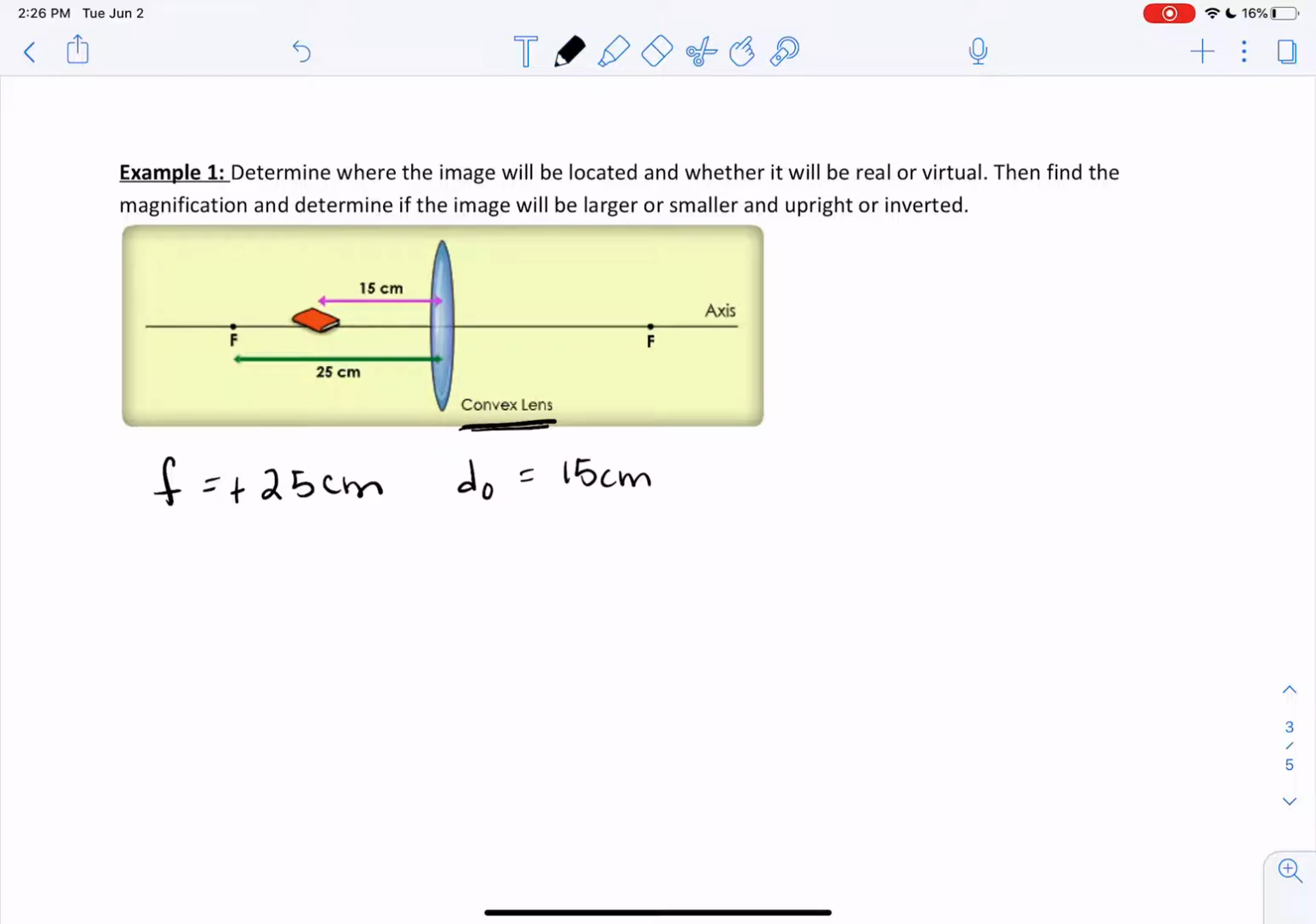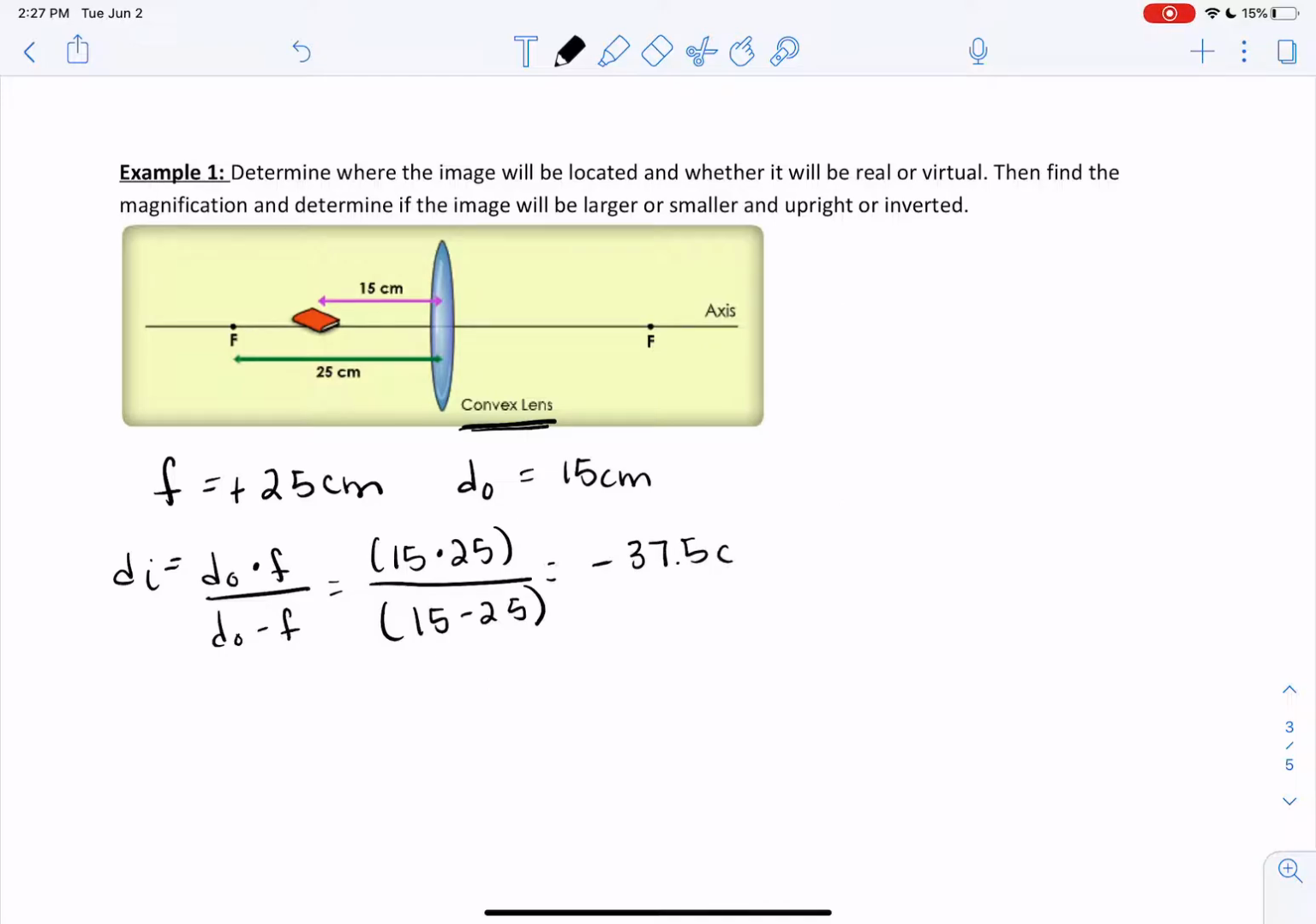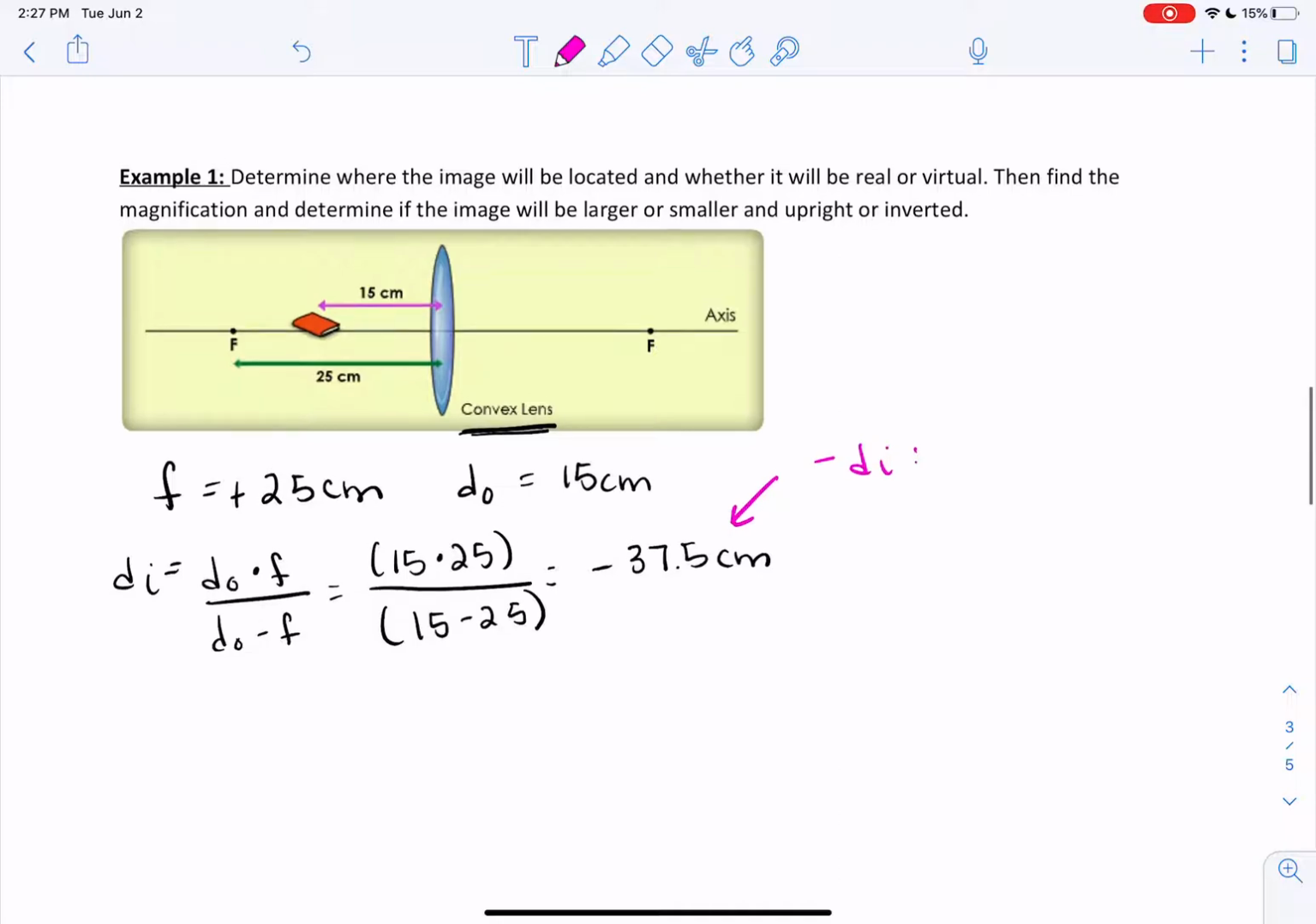So we want to figure out the image, so we're going to use the equation DI equals DO times F over DO minus F. So we're going to plug in 15 times 25 divided by 15 minus 25. Put that in a calculator and you would get negative 37.5 centimeters. Okay, now what does this mean? Well, we have a negative value, so we have a negative DI for a lens. Let's see what that means.